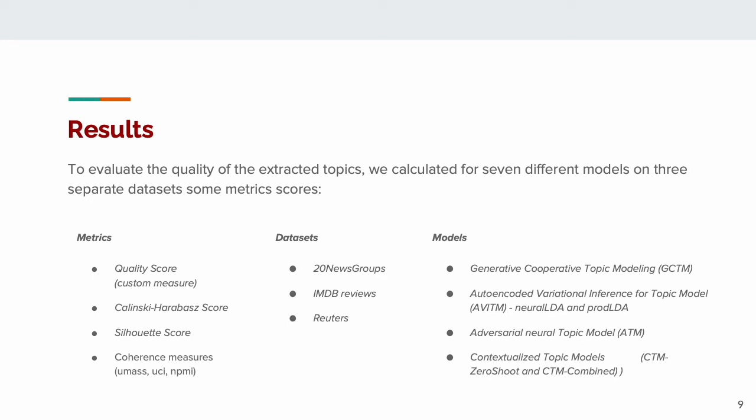In the following slides, we will show the results obtained after a comparative analysis. In particular, we compare two versions of our model, one with embedding optimization and one without embedding optimization, with other 5 recent models based on VAE and GAN. We tested these models on 3 common datasets and various specific metrics, varying the number of topics k.